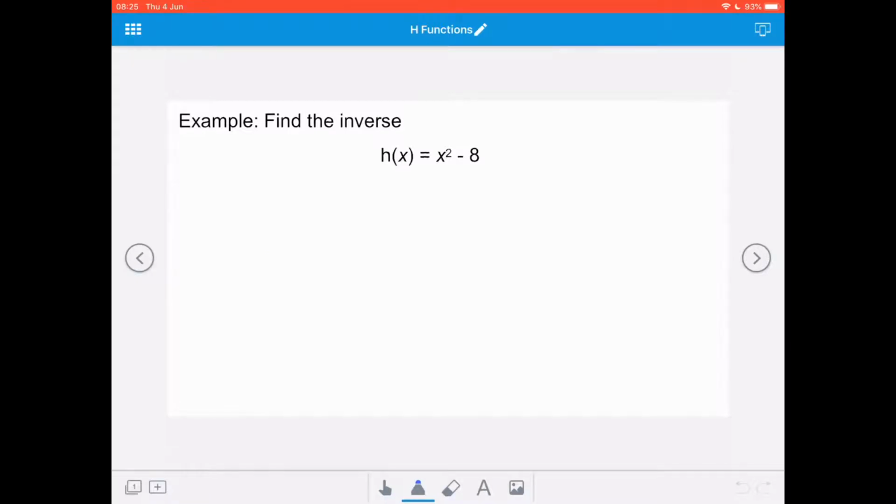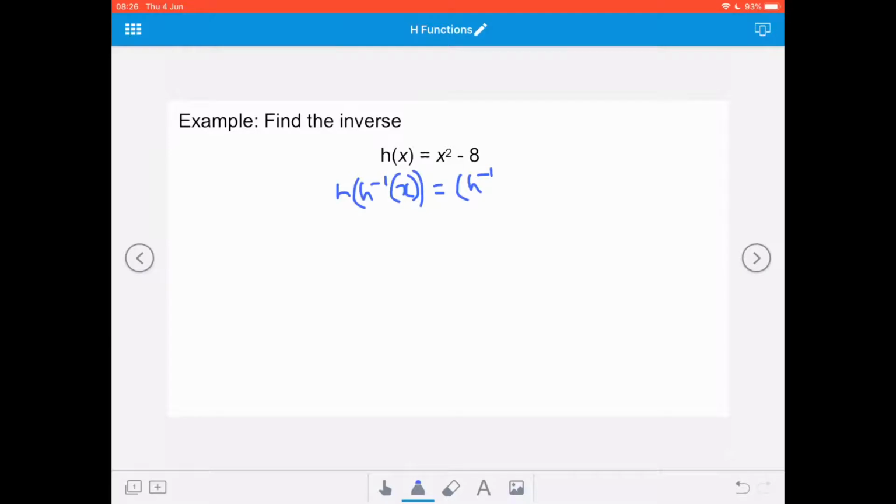So the other way that we can find the inverse is to use that relationship that f of g of x equals g of f of x always equals x if they are inverses of each other. So I'm going to use the fact that I've got h of x equals x squared minus 8, and I'm going to say that I want to work out what h of h to the minus 1 of x is. So what I'm doing is I'm going to replace that x value with my inverse function of x.